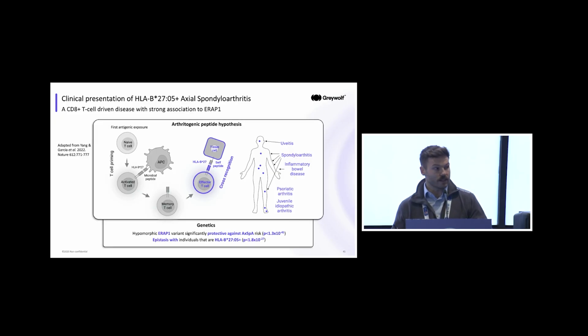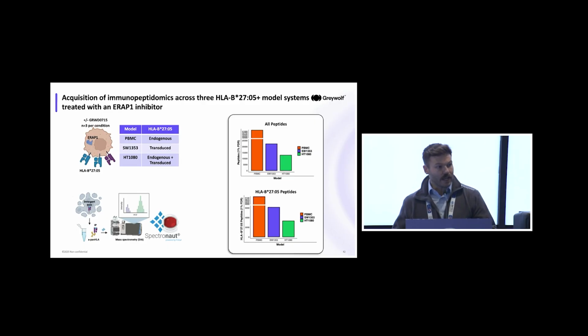Not only is that the case with ERAP1, but there is also an epistatic relationship with HLA-B 2705 in these individuals, and that association is 10 to the minus 27. So if you have a hypomorphic ERAP1 in those patients that are HLA-B 2705 negative, you are incredibly protected from this disease. So we really wanted to understand where the link was between ERAP1 and the peptide presentation of these autoantigens in these HLA-B 2705 individuals.